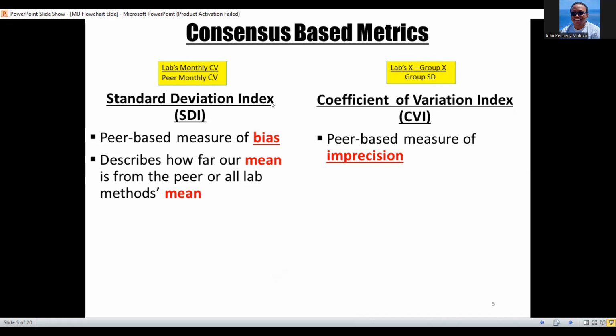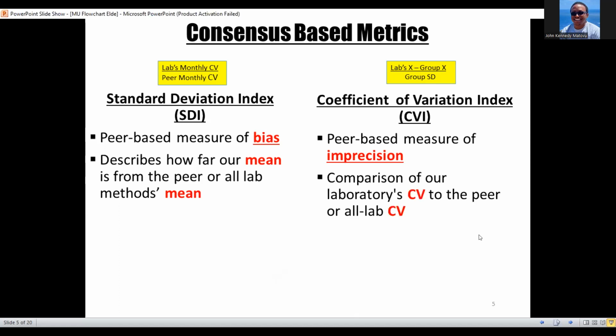On the chat box, again, you have heard me say this several times. What are the statistical parameters that we use to represent M precision? We just discussed several. Janet Portillo said CV and SD. Christine, you're right. All right, very good. CV and SD. CVI, yes, very good. And so we're here comparing our laboratory CV to our peer or all laboratory CV.